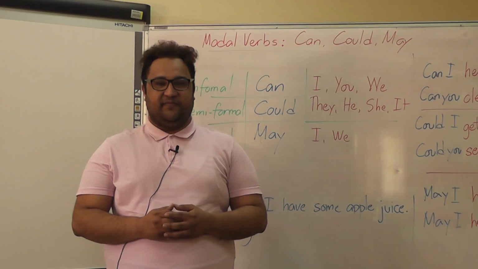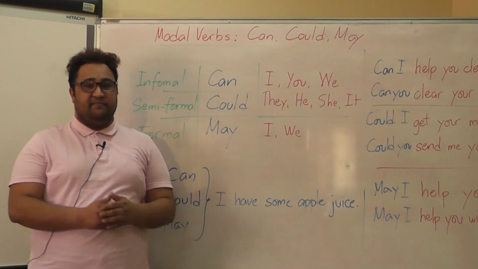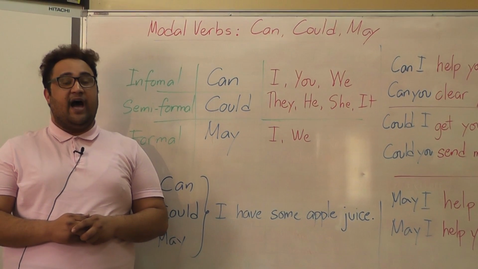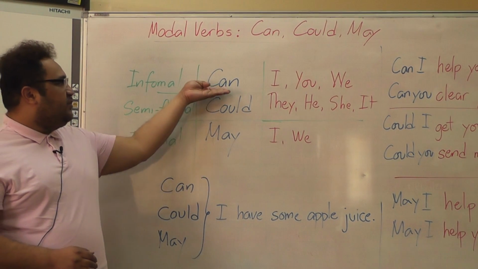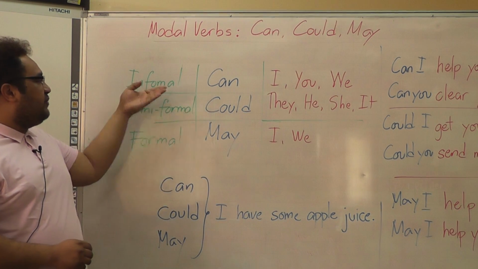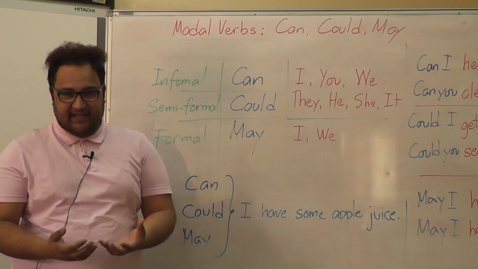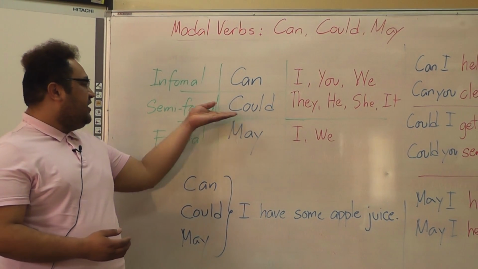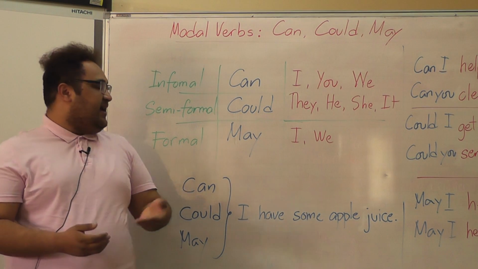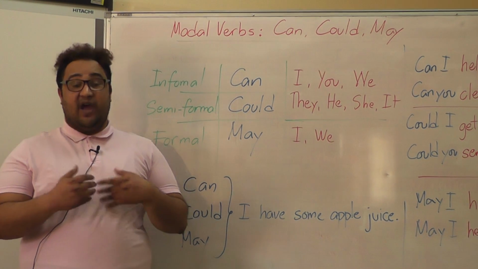Let us start. So we have 3 modal verbs here. We have the can, the could, and the may. But each modal verb is different from one another. Let us explore how they differ. So can is a more informal way when you are asking for a request, okay? And we use could in a more semi-formal way when you make a request. And may, we use it in a more formal way when you do a request.